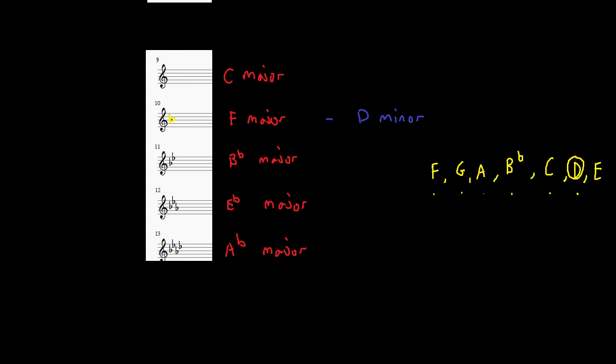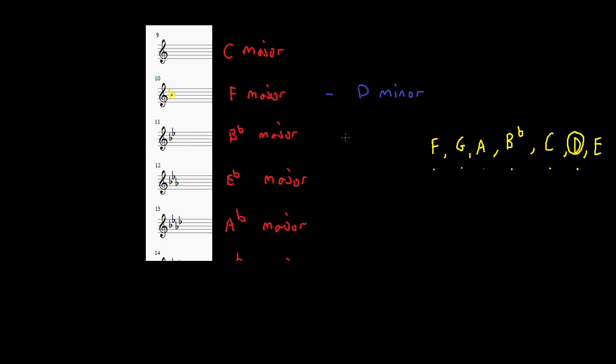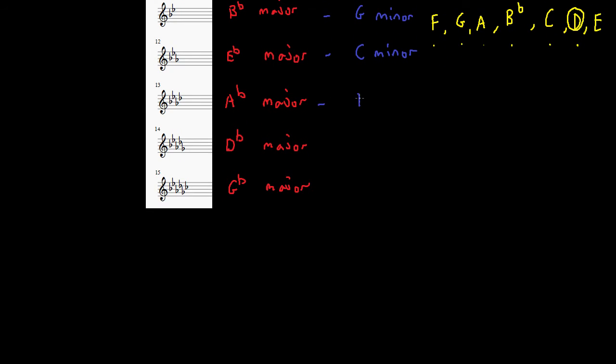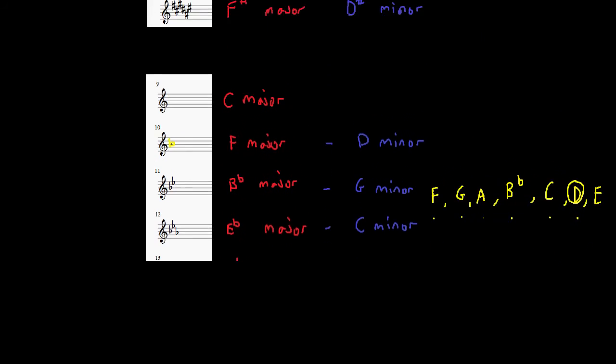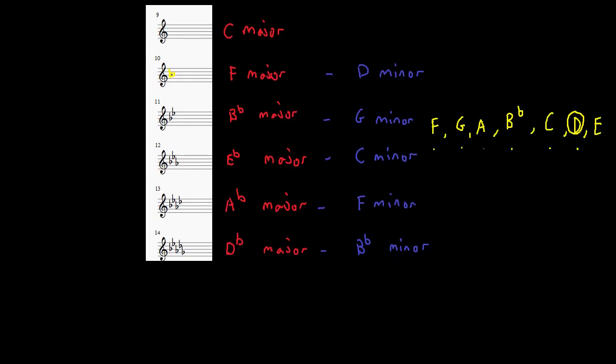And we can do that with absolutely any of these. So B flat major, relative minor would be G minor. We want to work out the relative minor of E flat, it's C minor. We want to work out the relative minor of A flat, that's F minor. Relative minor of D flat is B flat minor. And then relative minor of G flat will be E flat minor. Okay, so that's all our relative minors to each of the corresponding major keys.